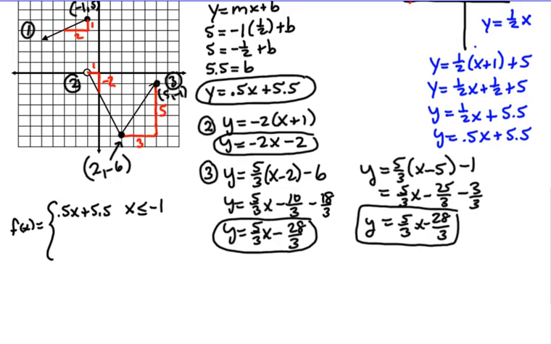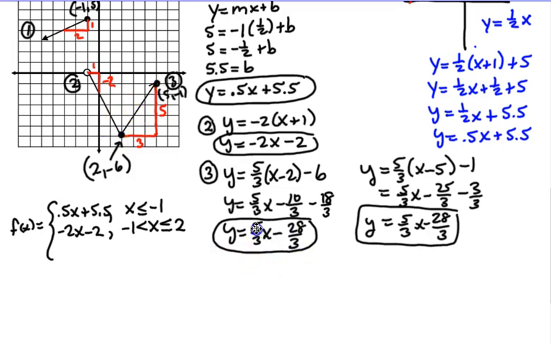Notice it has a closed circle here, so I can say less than or equal to. The middle section of the graph goes from x equals negative 1 with an open circle to x equals 2 with a closed circle. So I'm going to say negative 2x minus 2, that graph applies when negative 1 is less than x is less than or equal to 2. So when x is in between negative 1 and 2, not equal to negative 1 but equal to 2, this function is the rule.